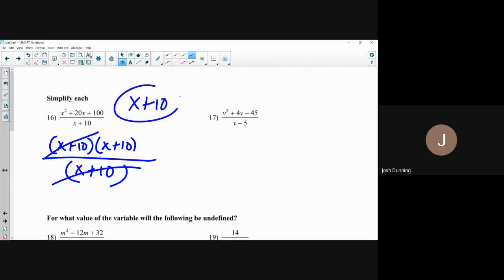Now, that is on the top. Don't need to put a 1 anywhere. You could put it over 1, that's fine. Don't put it under 1. It's on the top. It's got to stay on the top.